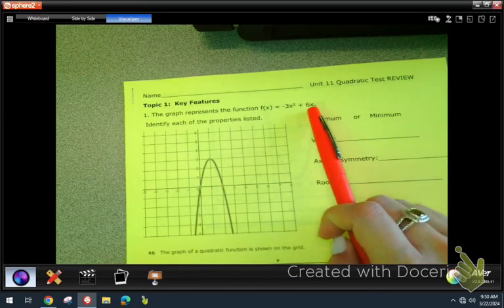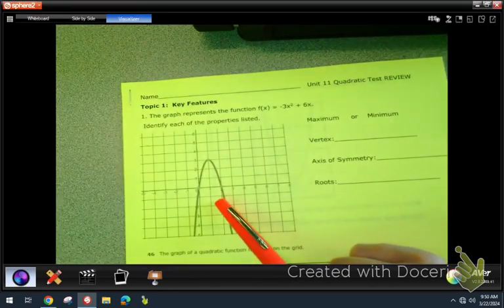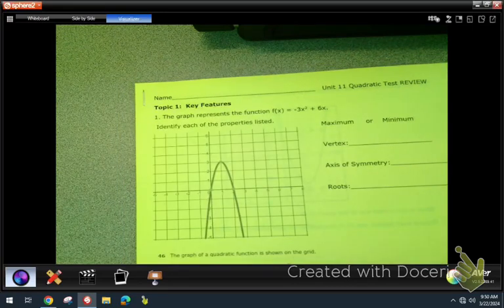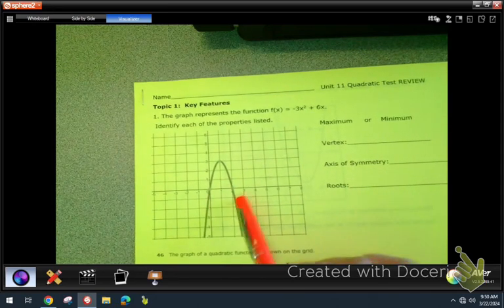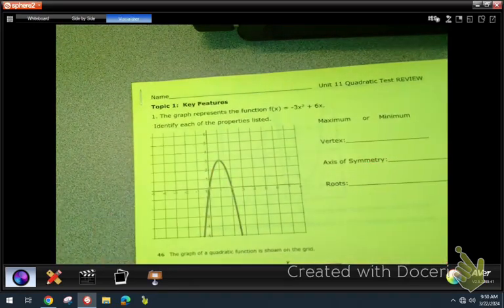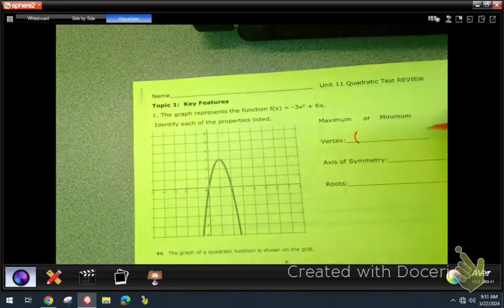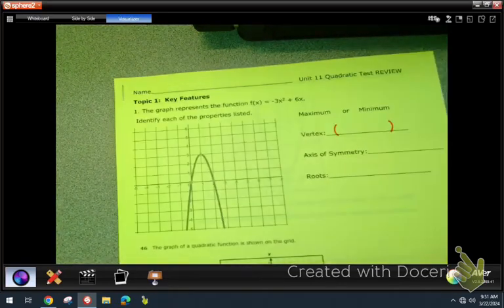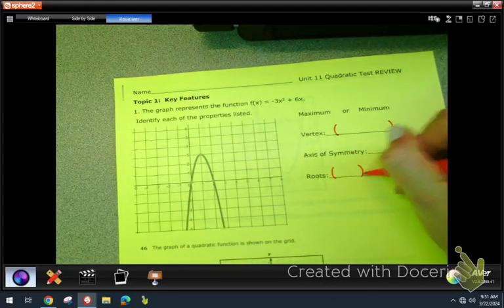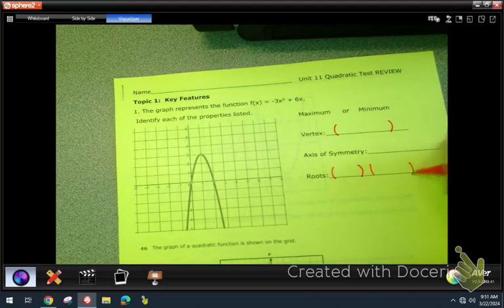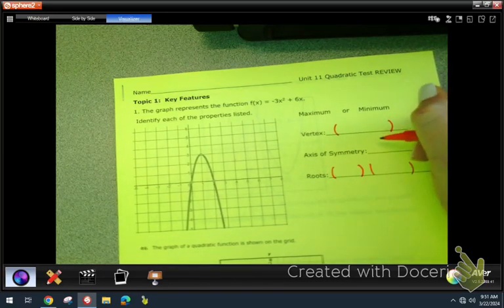Number one, you do have an equation, but you also have a graph. If you have a graph, you don't have to put it in Desmos unless you just want to be able to scroll around on there. But you could answer this question just from using this picture, okay? Make sure you write vertex as an ordered pair. Roots are also ordered pairs. And then I'm going to be a stickler about axis of symmetry. How do you write axis of symmetry?